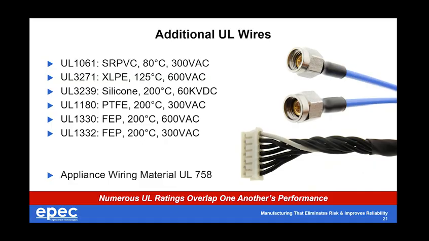UL 1061, shown at the top here, is actually a semi-rigid PVC, which is a nice option for us to consider because it's a thinner wire jacket compared to the more traditional PVC UL specs we talked about.